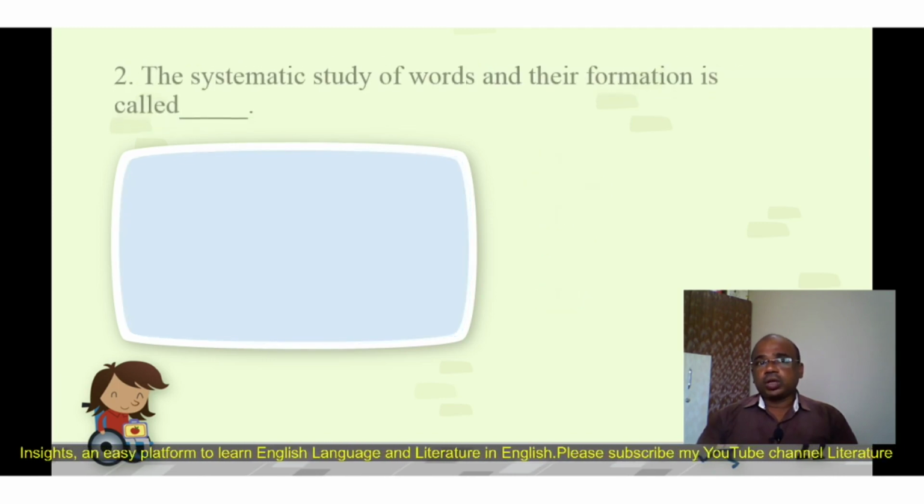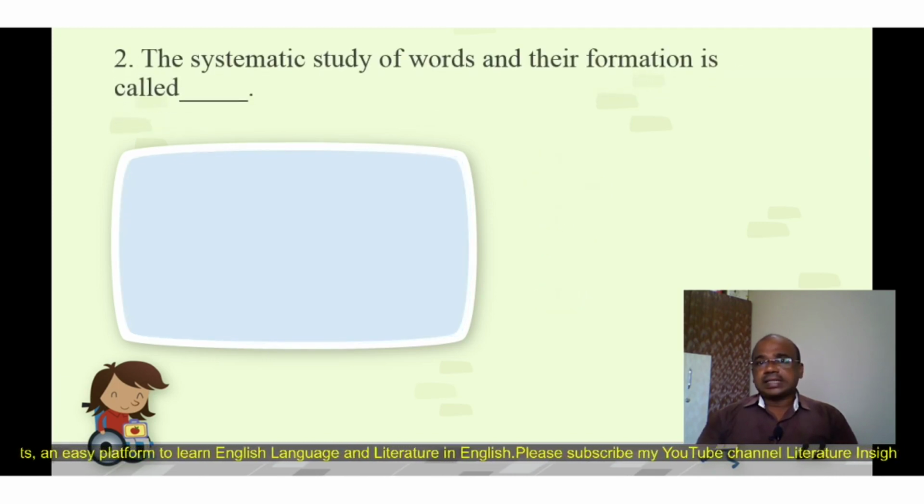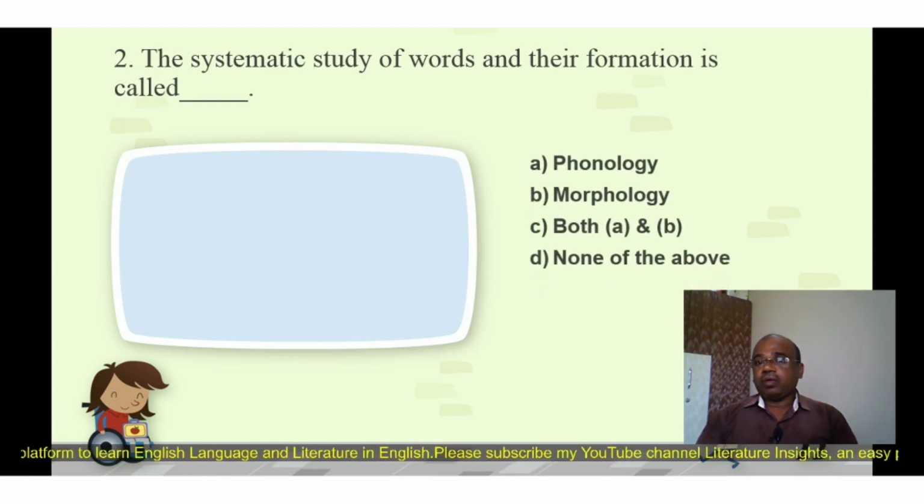Question number 2. The systematic study of words and their formation is called. Options are A phonology, B morphology, C both A and B, D none of the above, and the correct option is B morphology. The systematic study of words and their formation is called morphology. In morphology, we have to study the structural analysis of words.